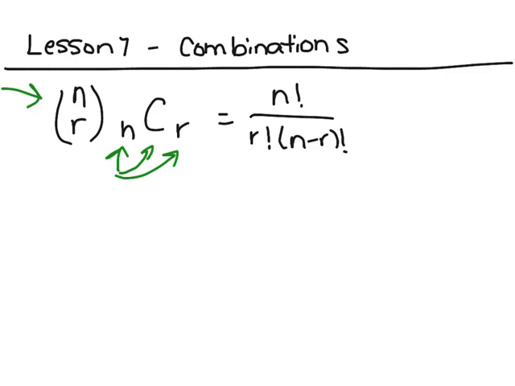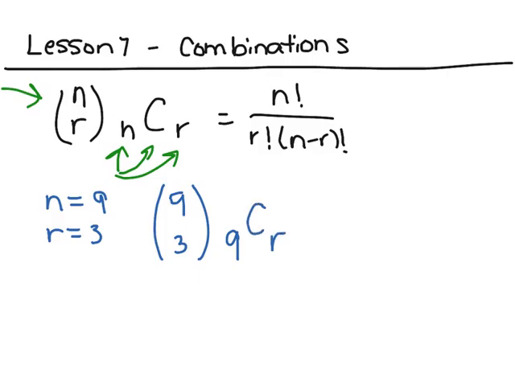There are 9 students being placed onto teams of 3. How many different teams are possible? We have 9 students, so N is equal to 9. We're choosing 3 different students. So we have 9 over 3, which is 9 C 3.